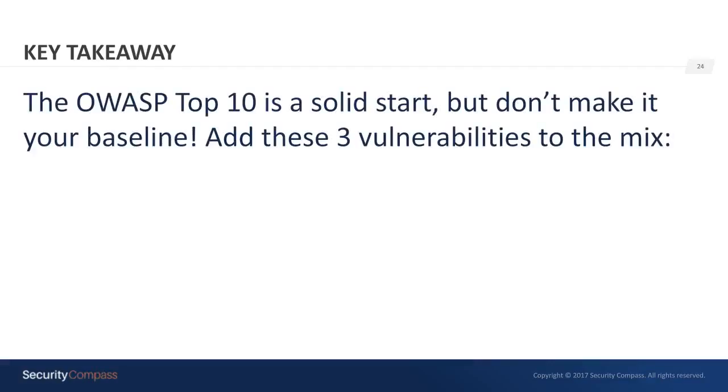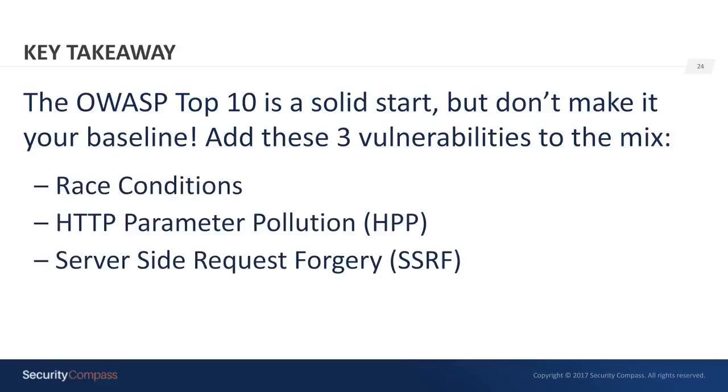So with that, I'm done with coverage of the 3 vulnerabilities, and I hope that you would see that OWASP Top 10 as such is a really great start. Please don't get me wrong, the intent of this talk is not to say stop using OWASP Top 10. That's a solid start. But don't make it your baseline. Don't make it your passing score. Think of that as a starting step, right? And then add these 3 vulnerabilities to the mix that we have talked about today, which are race conditions, HPP, which is HTTP parameter pollution, and server-side request forgery.